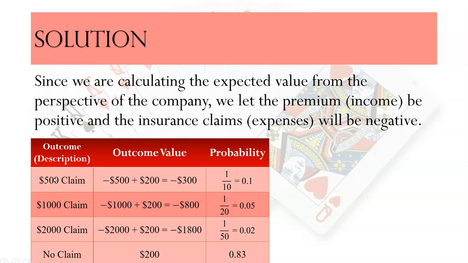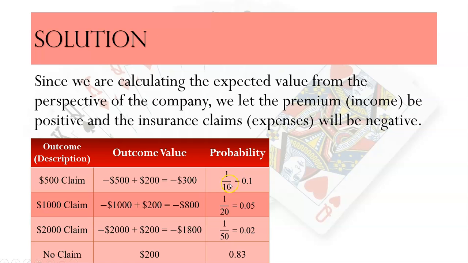But if they do that, then the company has to pay out $500. So they're going to lose $500 from having to pay out this claim. However, they're going to collect $200 from the individual from their premium, which means that they can apply that to their claim, and the company then only has to come up with $300. They'll have to pay that out, so it's negative for them, but that's what the company will actually have to pay.